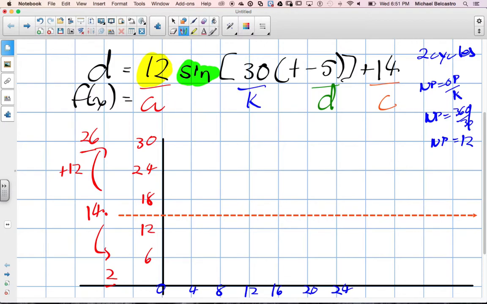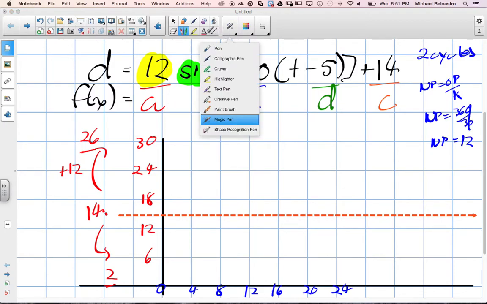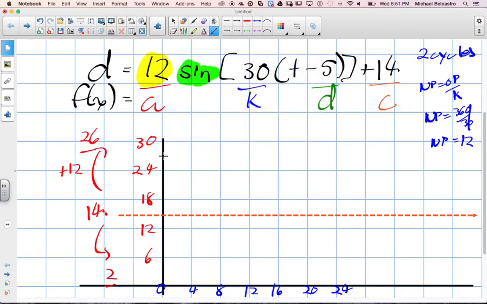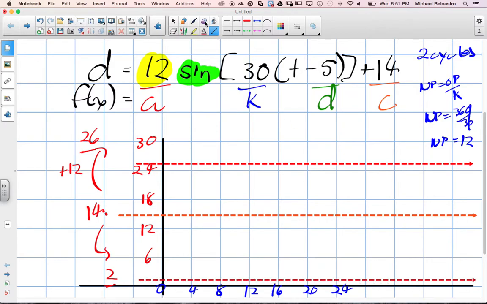We know we have a new max, so let's put a new max in. We said the new max would be at 26, so let's put a line in for that. The max value, we'll do it in red, is going to be at 26, which would be probably about here. And the minimum value is going to be at 2, so that's probably about there. So we know we have a new max and a new min. Max is 26, and your min is 2.